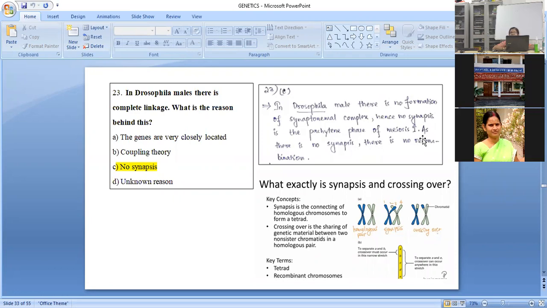Linked genes, what do you mean by that? Linked genes means all genes present in one chromosome. Different chromosomes means, suppose one sequence is on chromosome number 11 and one is on 14.